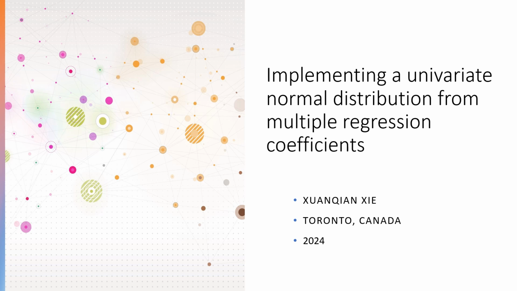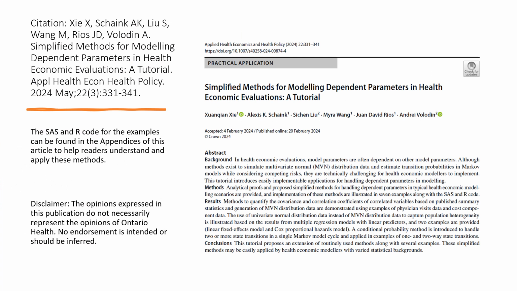I will introduce the method of implementing a univariate normal distribution from multiple regression coefficients. This presentation is based on our publication titled Simplified Methods for Modeling Dependent Parameters in Health Economic Evaluations, a tutorial. The SAS and R code for the examples can be found in the appendices of this article.